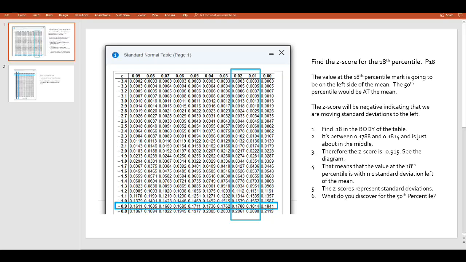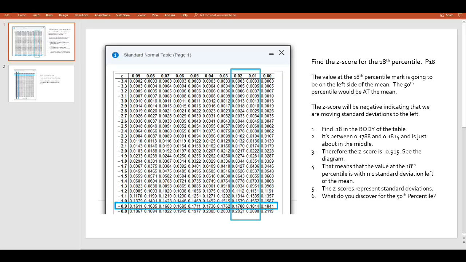So the first thing we do, and this is where I think you're having a lot of confusion, is you find that value 0.18 in the body of the table. It has to be in the body of the table, you're not looking at the values on the left border and the top border. You go into the table to find 0.18. And you're going to notice usually that the value you're looking for is in between two values. In this case, 0.18 is in between 0.1788 and 0.1814, and it's almost exactly in the middle.